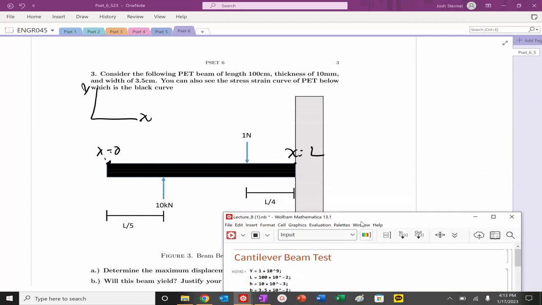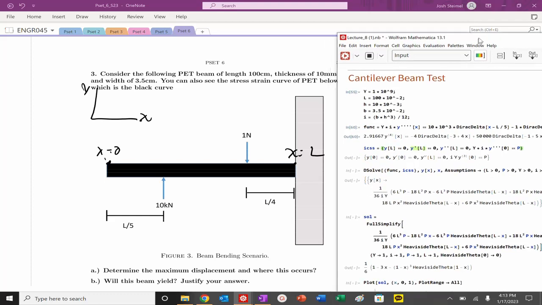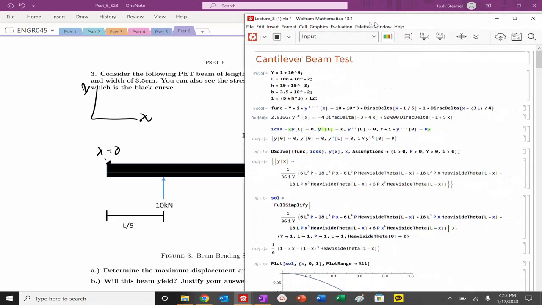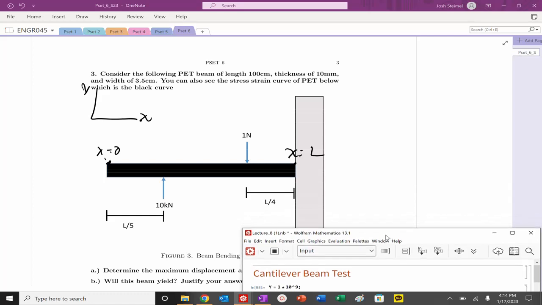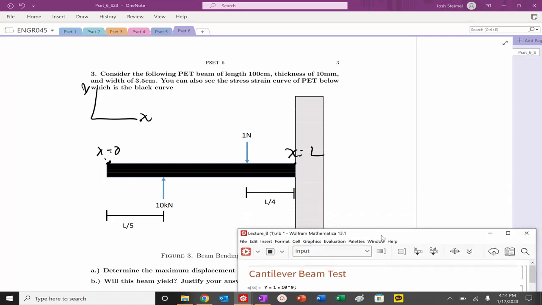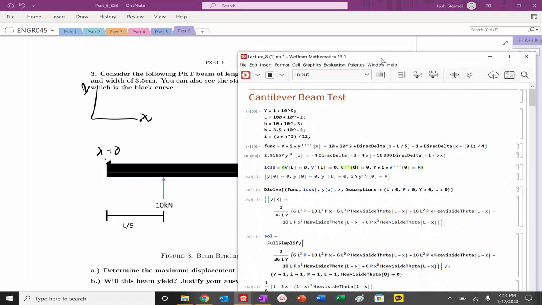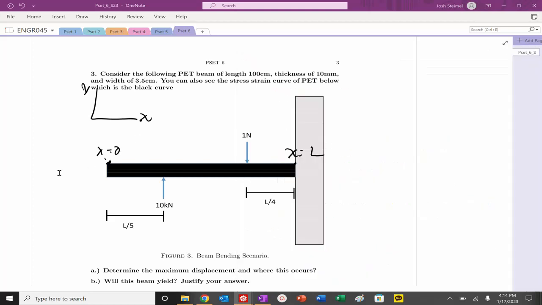What's happening at that other end? That is a very good question. So what do we know about here? Well, there's no restoring moment, so we know that at this location the moment must be 0. What else do we know? What's the other thing that we can solve in this problem? What else can we find? Well, shear. What else?